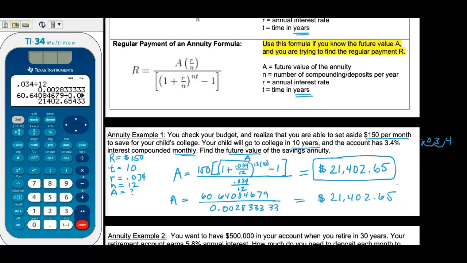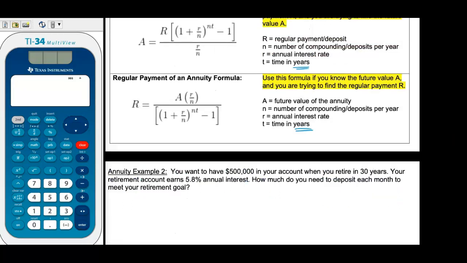Okay, so let's jump into our next example. So in example 2, it's a little bit different. I'll even just jump ahead to the question. This one asks, how much do you need to deposit each month to meet your retirement goal? So when you're asked how much you want to deposit, that's what you're trying to find. You're going to want to use the equation that's solved for the R because you're trying to find the regular deposits. So we're going to go ahead and use that second formula.